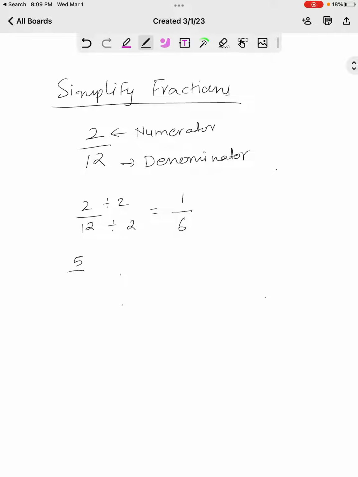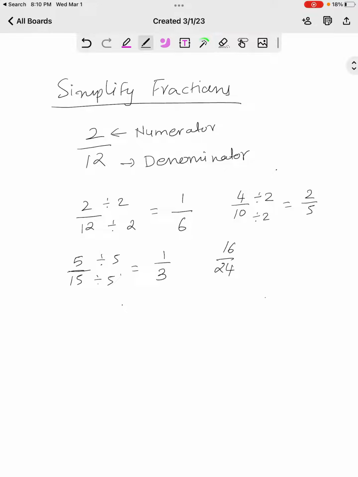If I have 5 over 15, then the greatest common factor of 5 and 15 is 5, and so we divide this by 5, we divide this also by 5. So we get 1 over 3. Similarly, if I have 4 divided by 10, again the greatest common factor of 4 and 10 is 2, so we divide this by 2, we divide this by 2 as well, so we get 2 divided by 5. The next problem that we have right here is, let's say, 16 divided by 24.